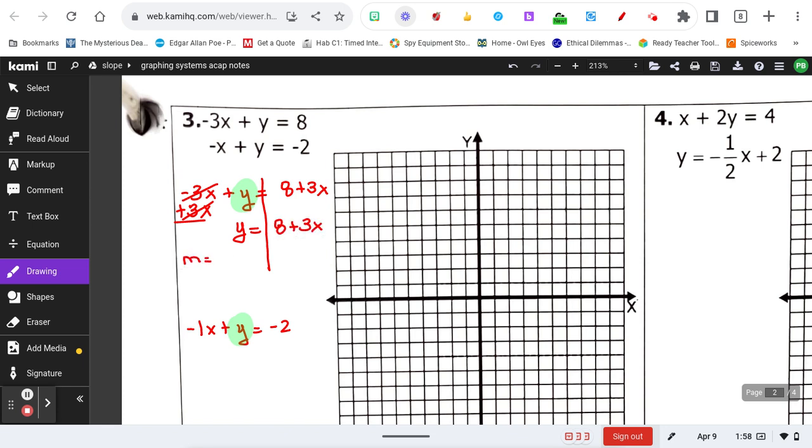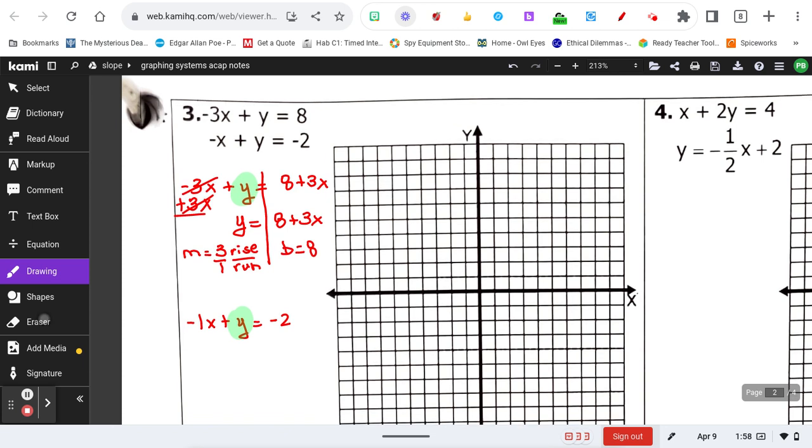The slope is 3, or 3/1. So it has a rise and a run. And my y-intercept is 8. That's for the top equation.